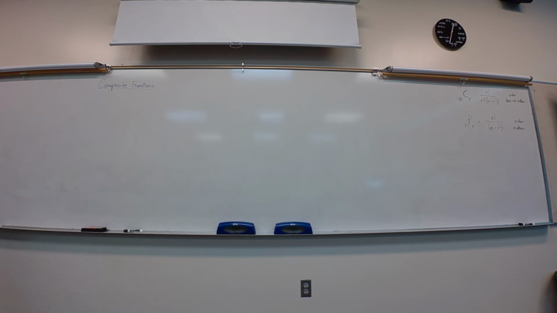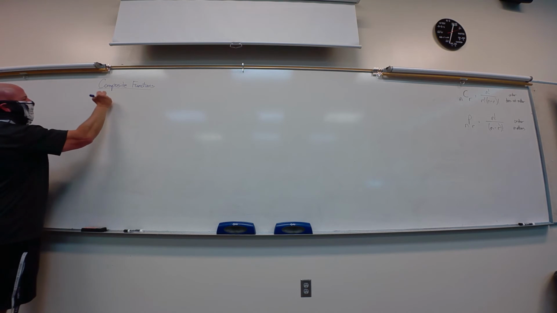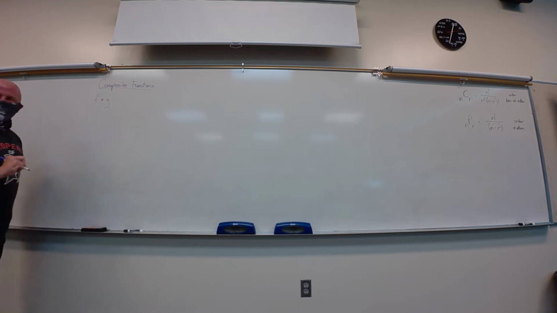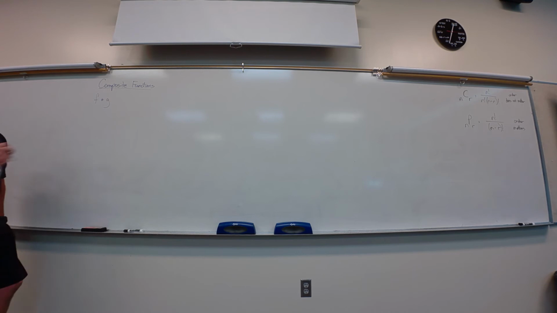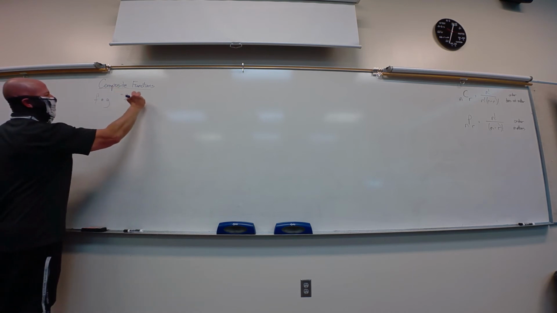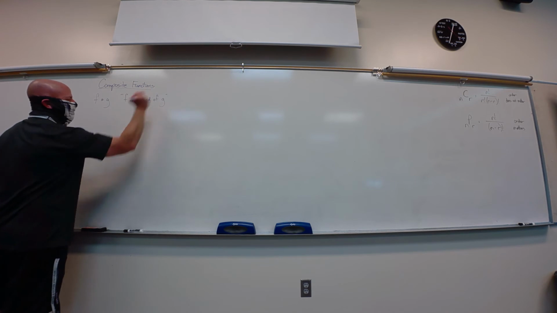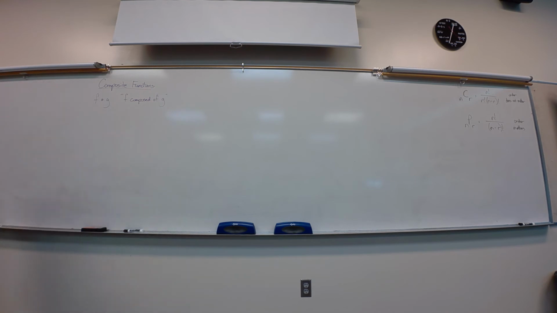So the composite notation was the ones with the little circle. It looked like this, an open circle like that. We would read this as f composed of g. That's how we read it. It doesn't matter what letters we use, but whatever the first one is composed of the second one.